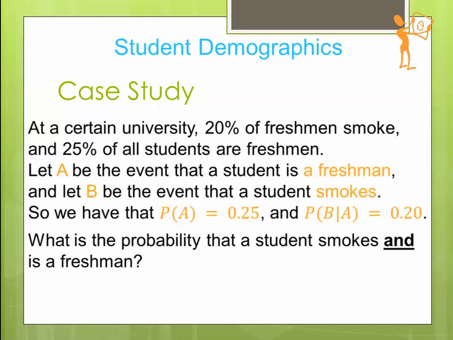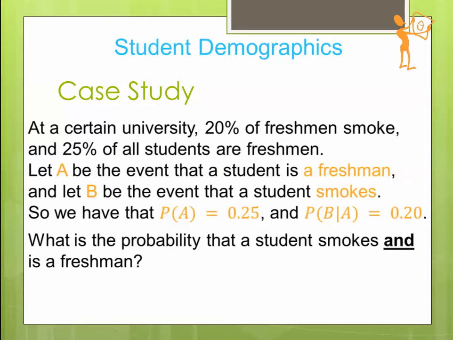And we happen to know the conditional probability of B given A. In other words, we know the probability that they smoke given that they are a freshman, because we're told that 20% of freshmen smoke. And what that means is we've limited our pool to just freshmen and found out that 20% of them smoke, so the probability is 0.20. So again, pause the video and take a minute to figure out what the probability is that a student smokes and is a freshman.